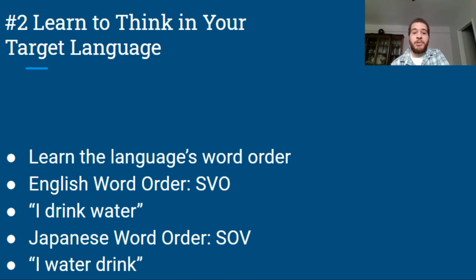Now, if we take a look at Japanese, for example, the word order isn't SVO like in English, it's actually SOV. So a sentence in English like I drink water becomes I water drink. Now, of course, this is a really simple example and there are only 3 words, but it's important to get that foundation started where you start thinking about where those key words go in a sentence in your target language so that you start using English words to think about how you would say things in your target language.